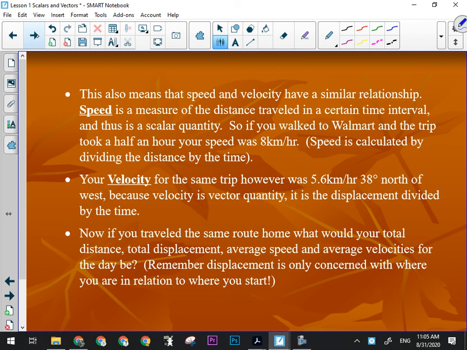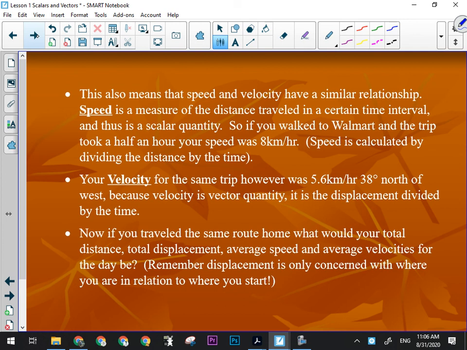Okay, so speed and velocity have a similar relationship. They both measure how fast you're going. One measures it just from that perspective: how much distance you cover in a specific time frame, kilometers per hour or whatever. Whereas velocity tells you how quickly you are changing your position and in what direction you're doing that. So it also has that vector part, that direction on it.